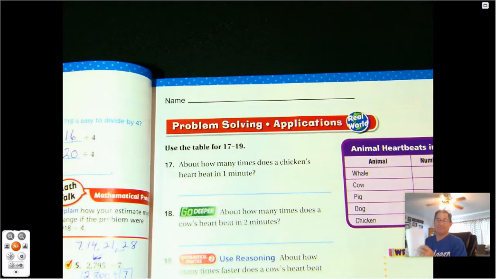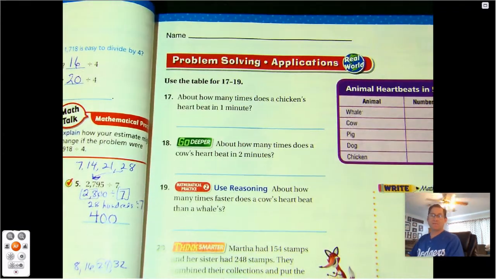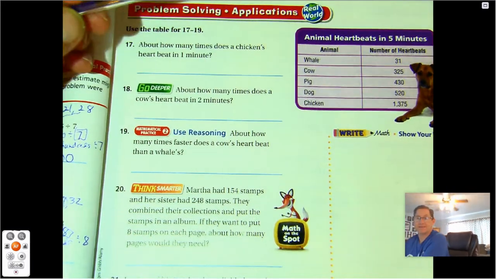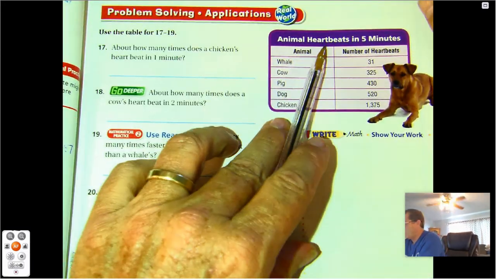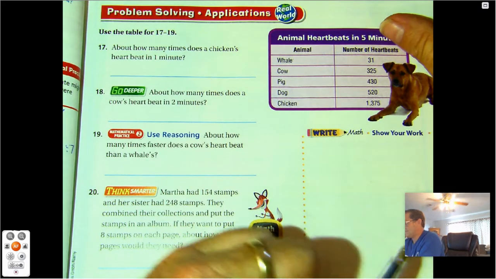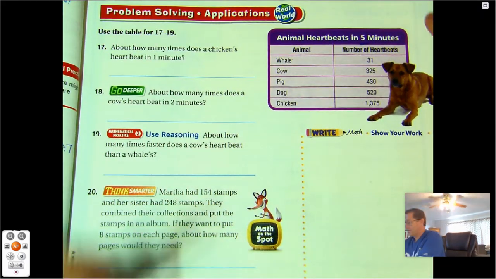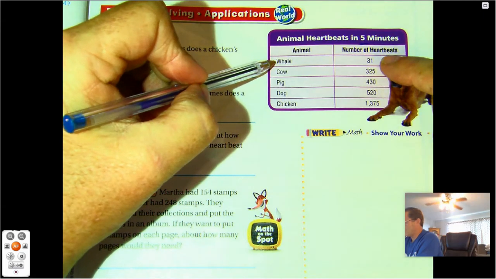17. Use the table for 17 through 19. Okay, so before we even look at problems, let's make sure we understand the table. Animal heartbeats in 5 minutes. Okay, so that's important. This is 5 minutes, not per minute. So a whale's heart beats 31 times in 5 minutes. Wow, that's not a lot.